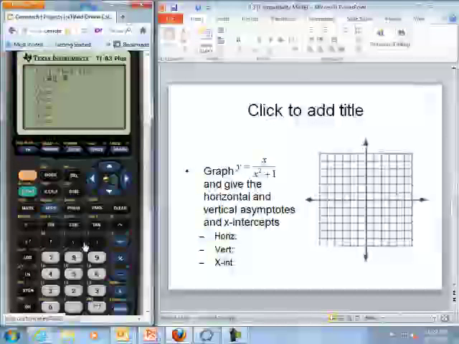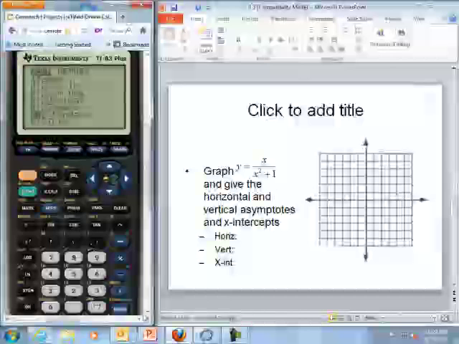So I have x over x squared plus 1. Now in the last problem we zoomed out. I want to go back to normal again. So I'm going to go zoom and choose choice 6 for our standard window again. I can't really see it. I can tell something's happening there, but it's kind of hard to see because it's too little.